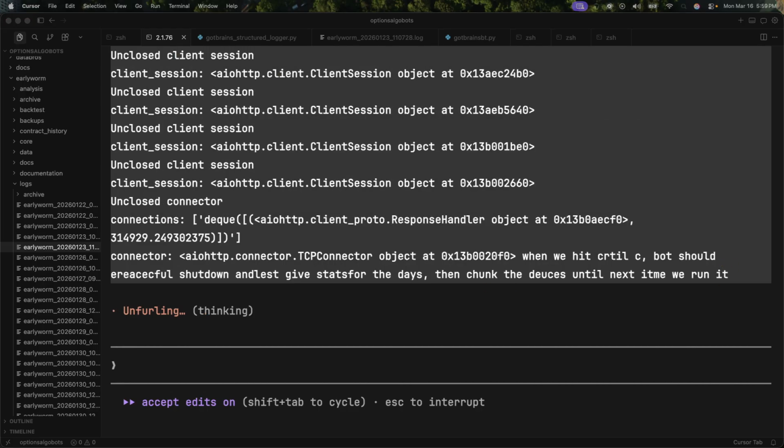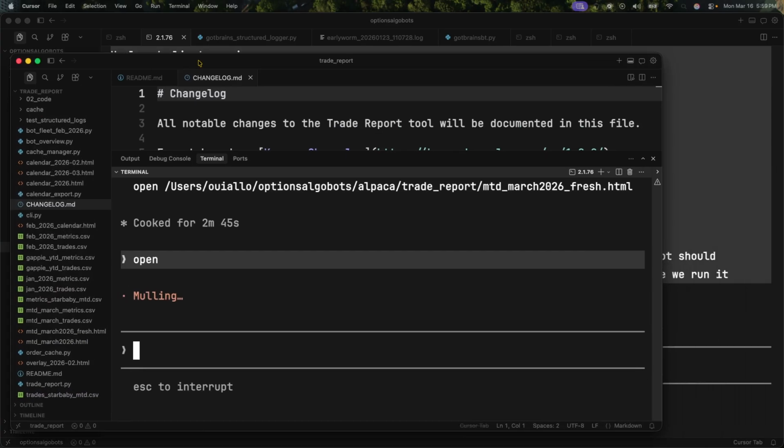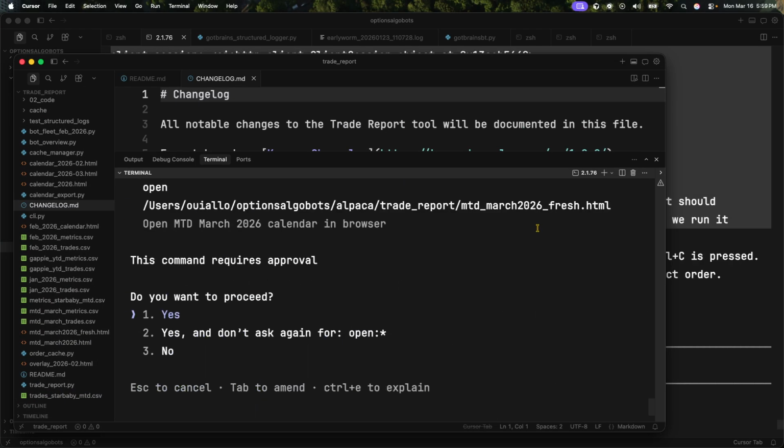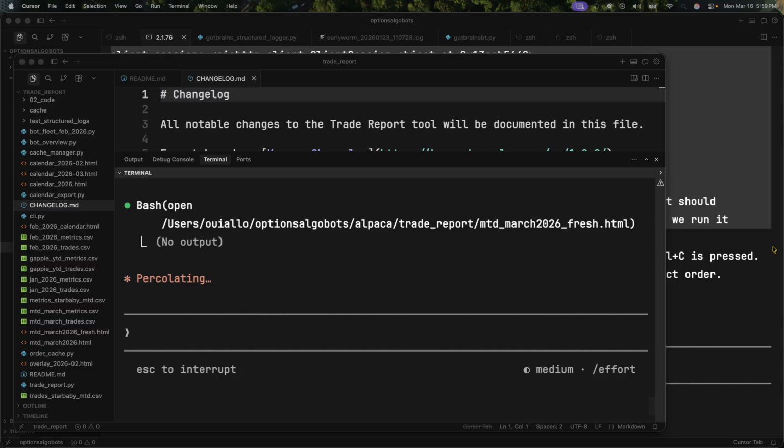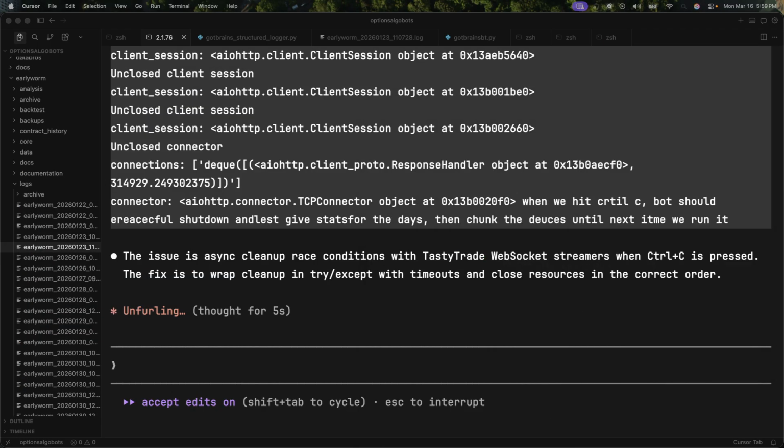All right, open. So I have the calendar. The calendar's ready. Now we're just going to open it so we can actually review it. Bet. Here's the calendar.